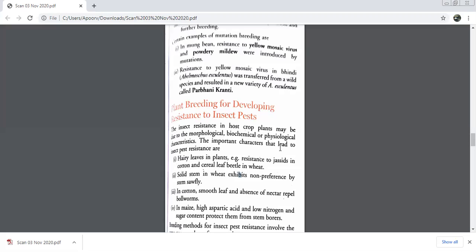This is a simple general topic. We're going to read about plant breeding for developing resistance to pests.